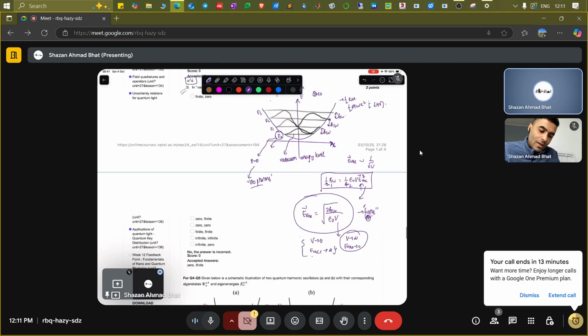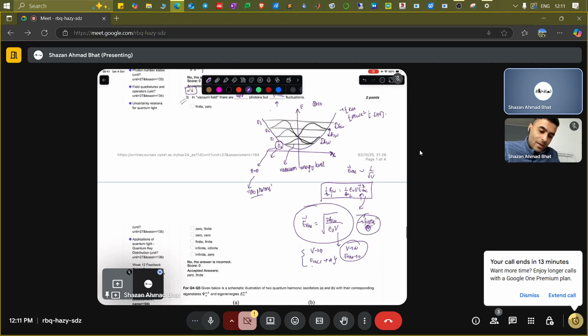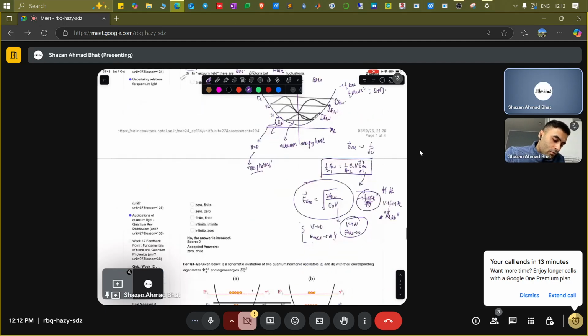Okay, so the answer is basically that E vacuum is finite because V is finite for actual real systems. V is finite, which is the volume. So every system is going to have some realistic volume. It can be on the order of nanometers, maybe a few nanometers, but it is finite. That's why the vacuum fluctuations are going to be finite. It can be huge, but it is finite. So the answer is 0 and finite.